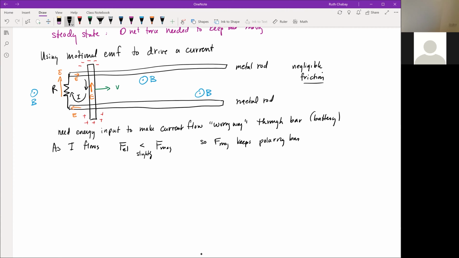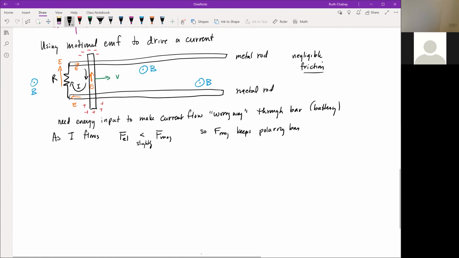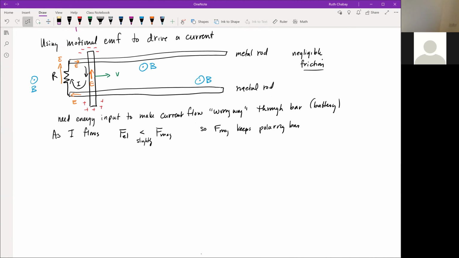Now, we talked before about batteries with a, quote, non-Coulomb force in a battery to maintain a charge separation. Well, in this case, our non-Coulomb force is just the magnetic force. It's not a force due to electric fields, and that's, of course, equal in magnitude to evB sine of 90 degrees.